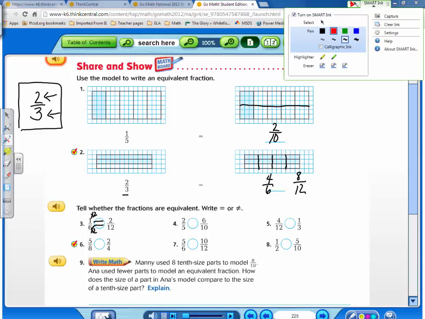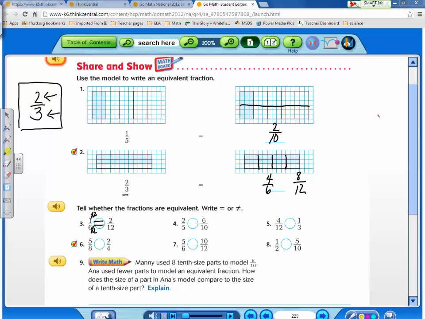Now, not all of them are going to be equivalent fractions, and we'll see that as we keep going. If I ask myself what times 5 equals 10, I would say 5 times 2 equals 10. So what I do to the denominator, I'm going to do to the top. So 2 times 2 is 4. It's not 6. So these are not equivalent fractions.